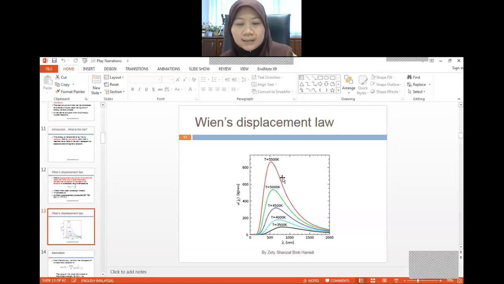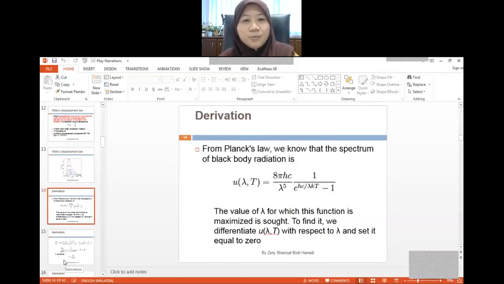So we can see that there is an inverse relationship between them from this figure. So how can we know that? It's still based on quantum mechanics, and it has a relationship with Planck's law.